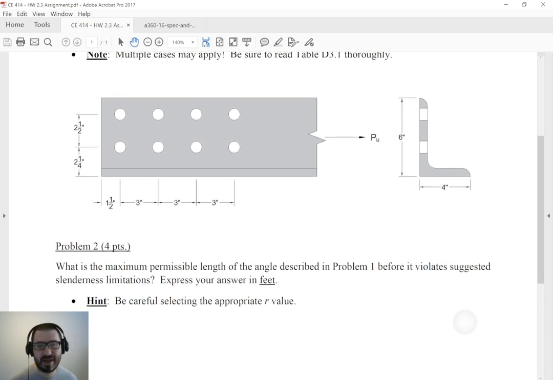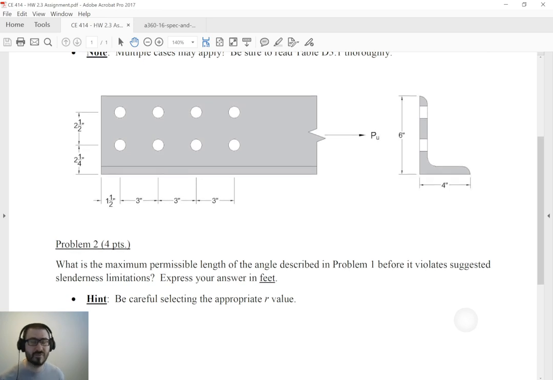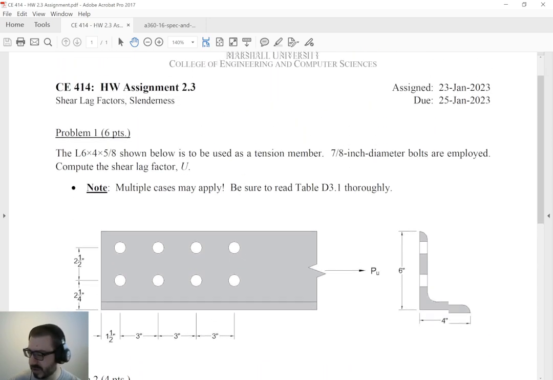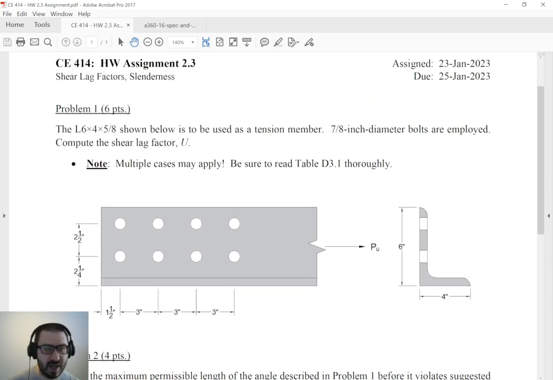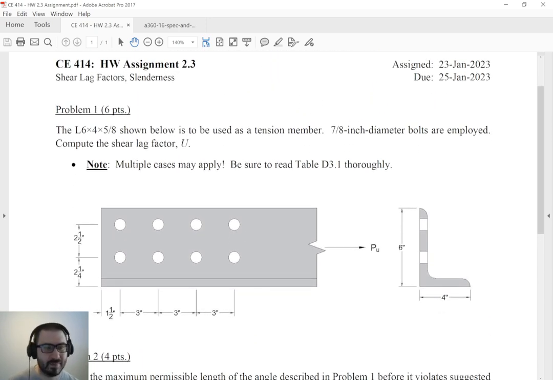Now, one hint I will give you on the second problem is that you want to be very, very careful when you're selecting the appropriate R value for the angle. What I mean by that is for angles, you will find both an RX, an RY, and an RZ. An RZ based on the principal axis. So just make sure that you're using the right one. Again, we're always using the minimum for slenderness checks. Again, same scenarios before. Just go through the shear lag table, find the ones that apply to this, and hopefully this assignment should be very, very quick.